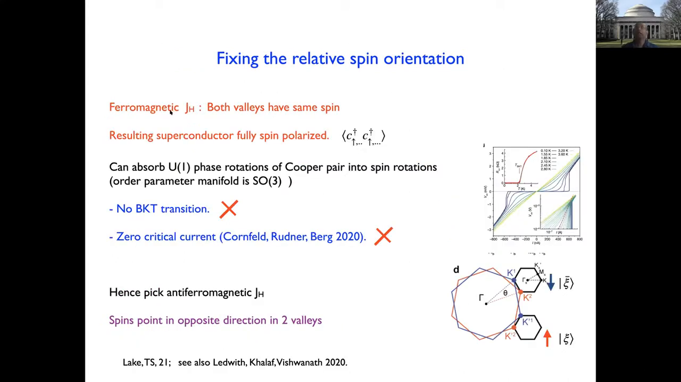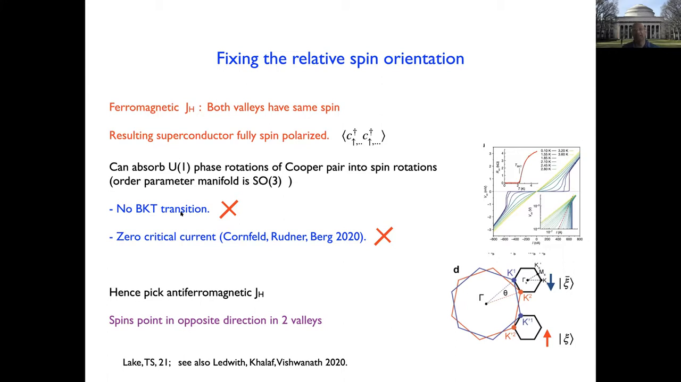Now, if we have ferromagnetic JH, then both valleys have the same spin. Then the resulting superconductor will be fully spin polarized, so we just have equal spin pairing of both valleys. In this case, we can ask about the structure of the superconducting order parameter. It turns out that the order parameter manifold is SO3. It's not the usual kind of superconductor, but rather a superconductor described by an SO3 order parameter. And such a superconductor has no BKT transition.